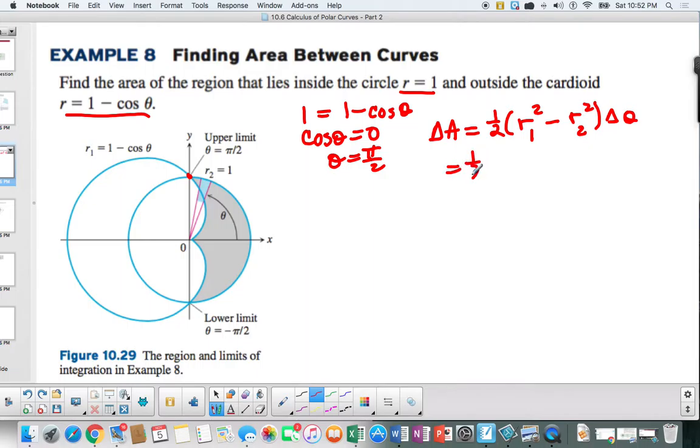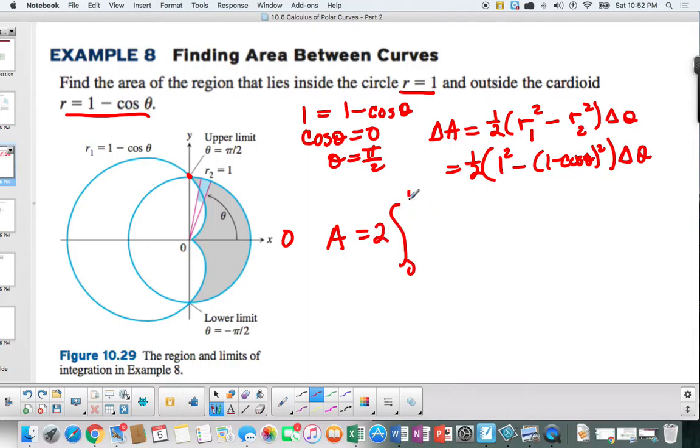In this particular case, the larger radius is the circle with radius 1 minus the cardioid, which is 1 minus cosine theta quantity squared delta theta. Now I'm going to go from 0 to pi halves, and that'll be this area, but I'm going to double it to figure out this whole area. So this will be 2 times integral from 0 to pi halves times 1/2, 1 minus the quantity 1 minus cosine theta quantity squared delta theta. And from here, you just use your calculator.